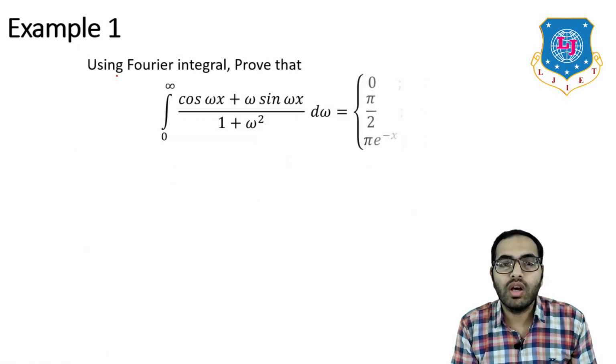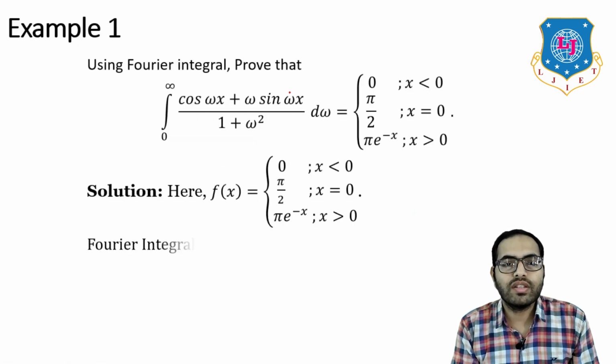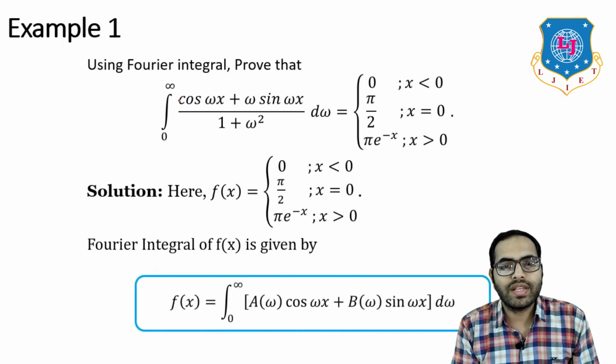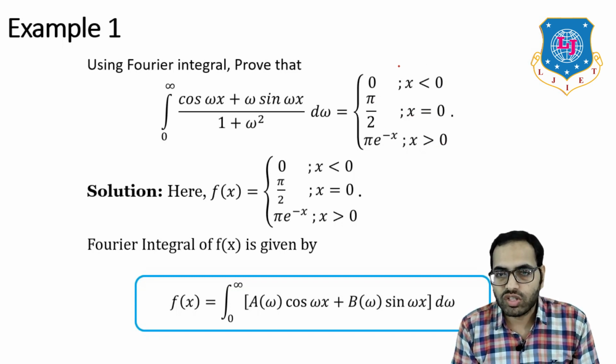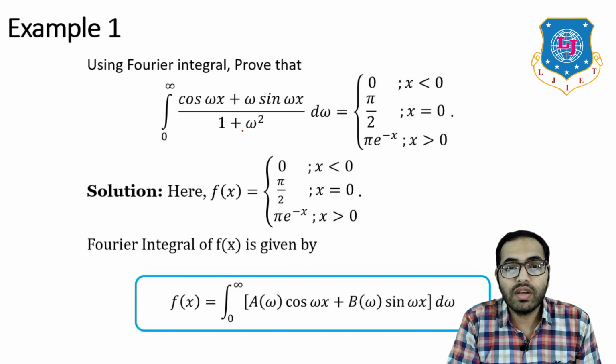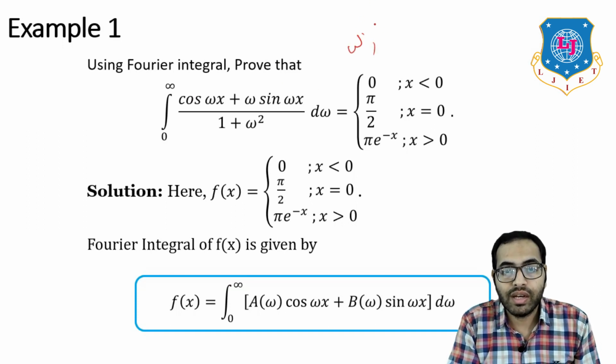Using Fourier integral, prove that integral 0 to infinity cos omega x plus omega sin omega x upon 1 plus omega square d omega, where the function is 0 when x less than 0, pi by 2 when x equal to 0, and pi e raised to minus x when x greater than 0. These are the functions and we just get the answer in this form. Here sometimes you use the variable omega as well as lambda.